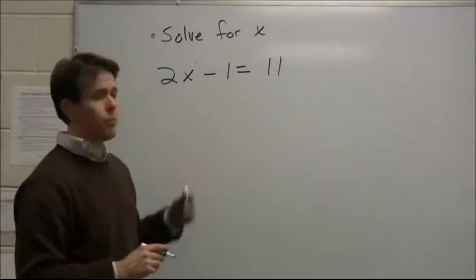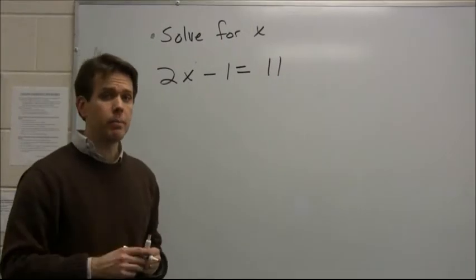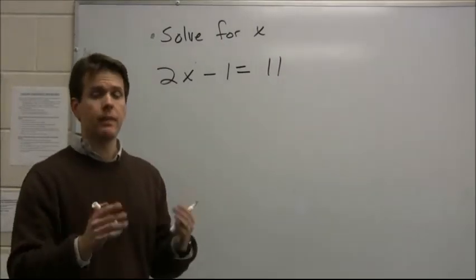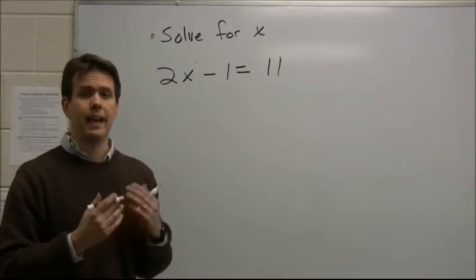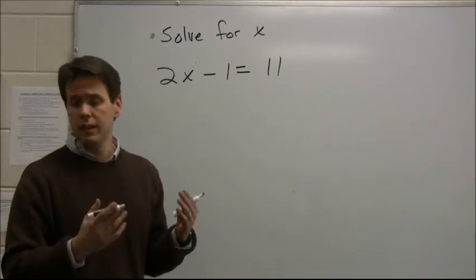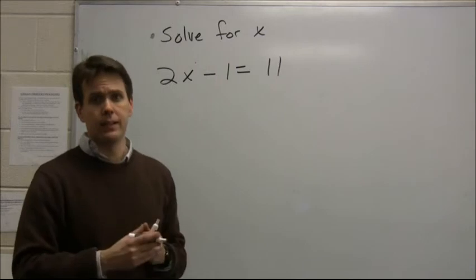We have 2x minus 1 equals 11. Now in earlier problems, you could just look at it and see what the answer was going to be, right? Because they're pretty much just one step. We would have like x plus 2 equals 10. And you could easily look at that and say the answer would be 8.